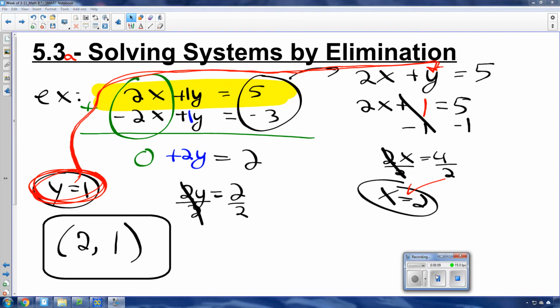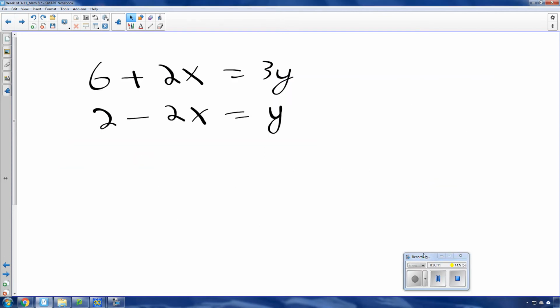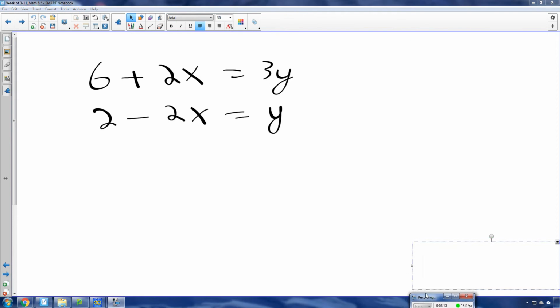All right, so we're on to our next example. This is our second example. I would encourage you to pause the video and try this problem if you think you're able. If you don't think you're able, just let the video continue playing and we'll go through it together. So pause it and give it a shot if you think you're ready.